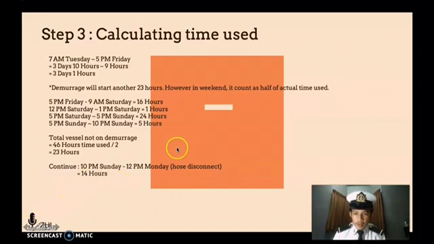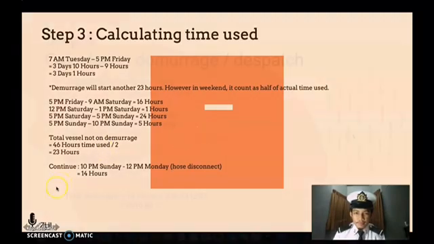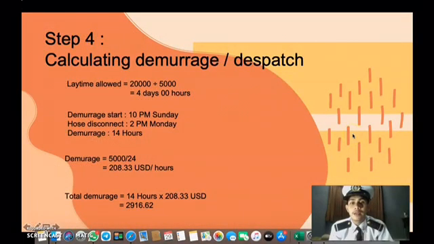Then we go to step 4, the last step, which is calculating demurrage or dispatch. Demurrage or dispatch is a fine that applies to the ship because the ship's operation does not follow the time allowed. The cargo quantity of 20,000 tons divided by the rate of 5,000 tons per day gives us 4 days 00 hours. Demurrage starts at 10 PM on Sunday and the hose disconnects at 2 PM on Monday. So the total time on demurrage is 14 hours.